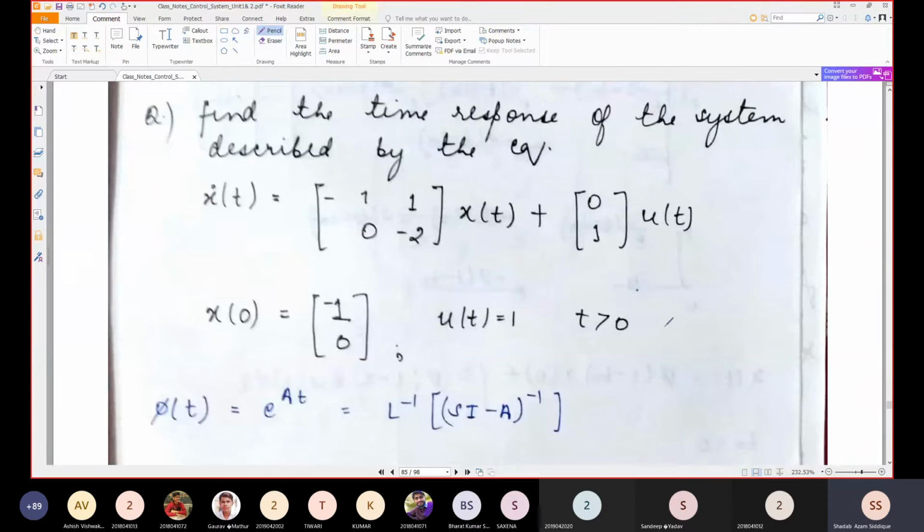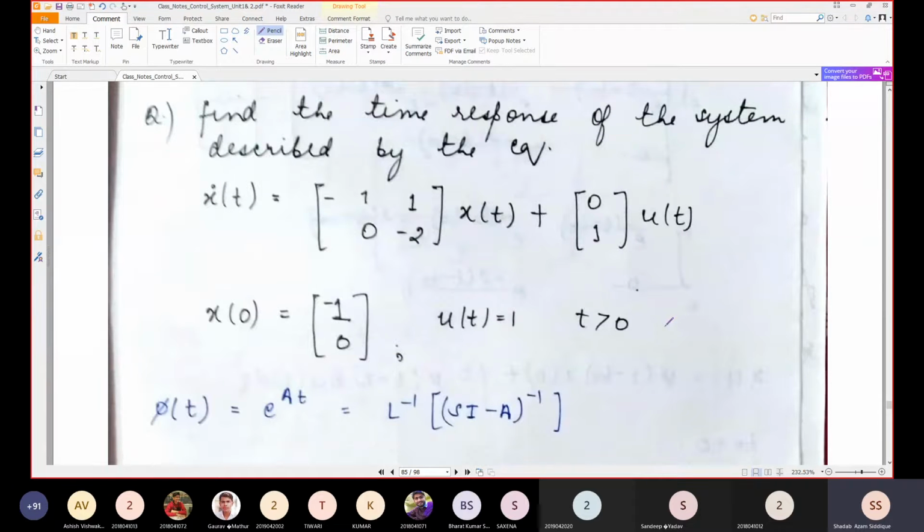by the equation x dot of t is equal to [minus 1, 1; 0, minus 2] into x of t plus [0; 1] u of t. And it is given as x0 is equal to [minus 1; 0]. Okay. And u of t is equal to 1 for t greater than 0. So see here, it is given that we have an input. So this is a non-homogeneous equation, and matrix A is given, matrix B is given.